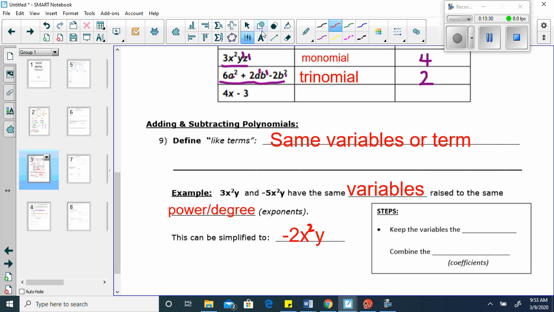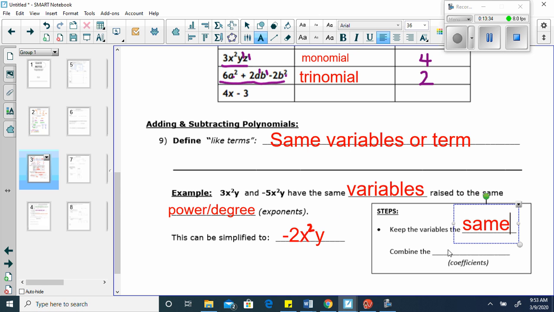Okay, so when we're adding, we keep the variables the same, and we combine the numbers or the coefficients. Okay, so you do not touch the variables when you are adding and subtracting, only when you are multiplying. Okay, so we are not going to do anything to x squared y, we just want to look at the coefficients in front. Questions on that? Okay, turn the page.